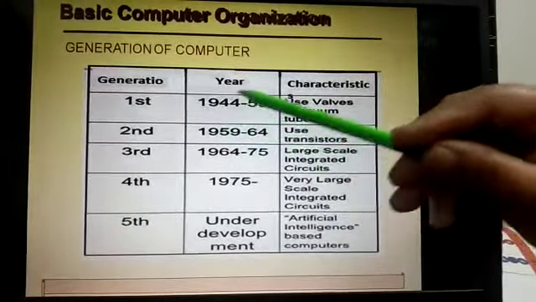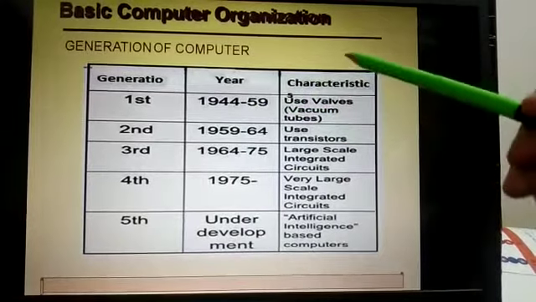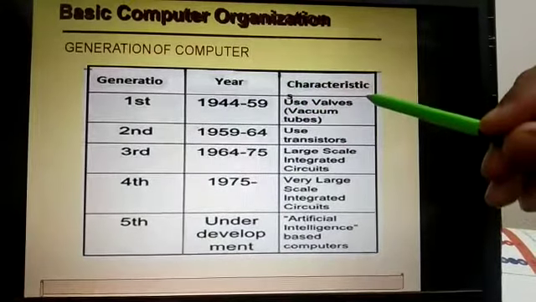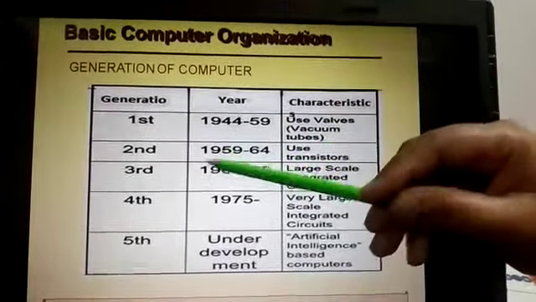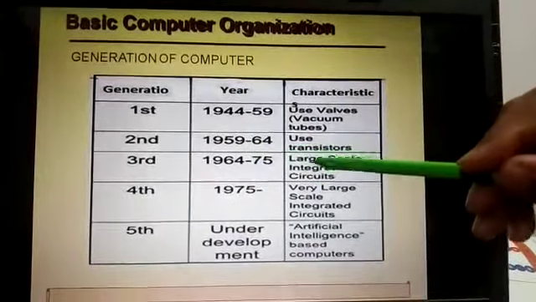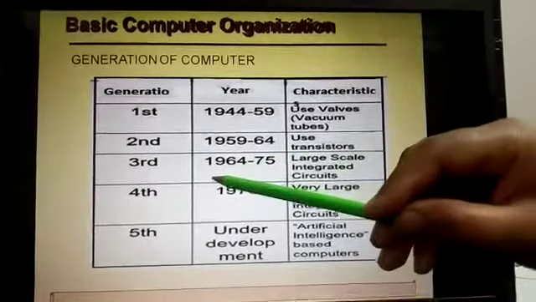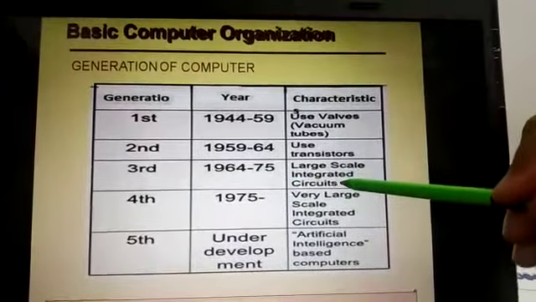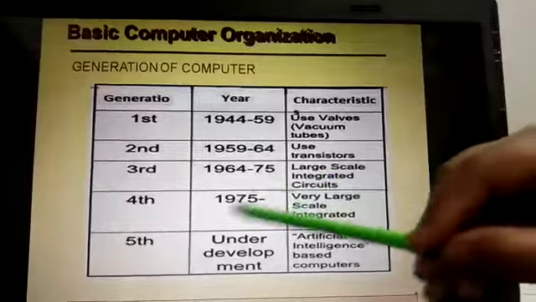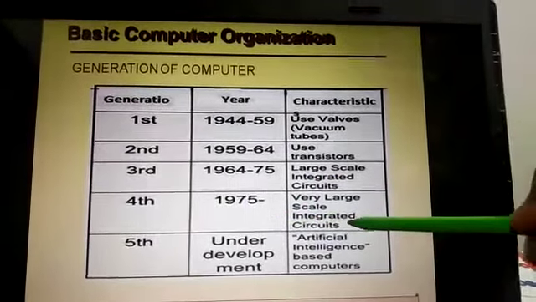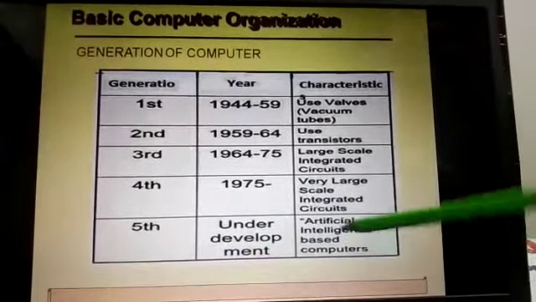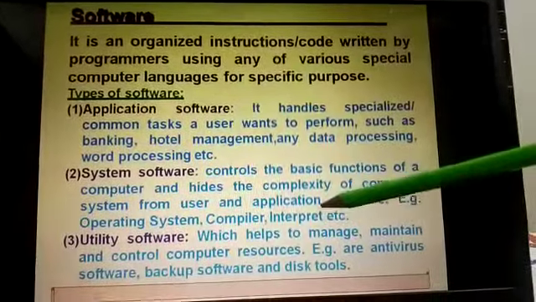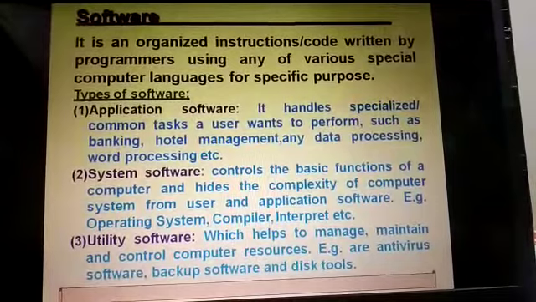First generation. This is the year. What tool did they use? They used vacuum tubes. Second generation computers used transistors. Third generation computers used integrated circuits. Fourth generation computers used very large scale integrated circuits. Fifth generation: artificial intelligence. Now what is software?